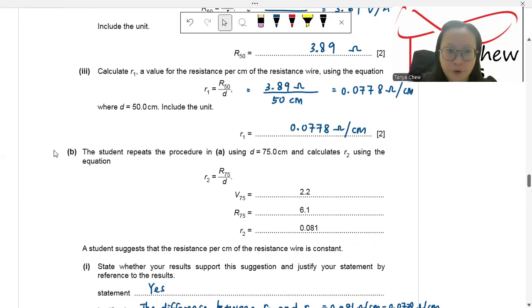So for this part, part B, I would like to fill in the units. V is in volt. R, resistance, you put in ohm. And then R1, R2, remember? For the R2 value, the R2 unit, you just follow the unit of R1, ohm per cm. That's it.